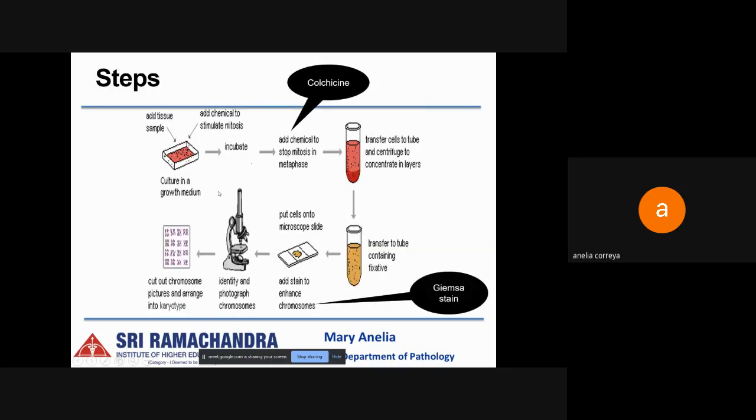So the steps of karyotyping are as follows. Initially we take the sample in a culture growth medium and we stimulate mitosis. Then we add the chemical called colchicine. This colchicine will help to stop the mitosis in the metaphase.